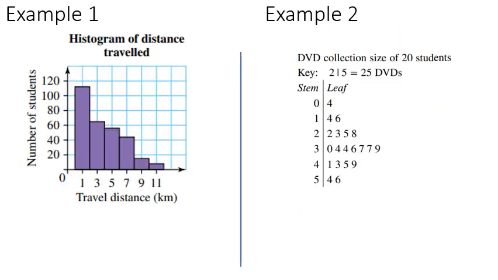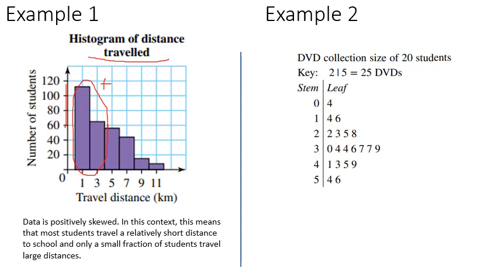So now we'll just have a look at the examples we discussed previously. Here we have a histogram that shows the distance travelled by primary school students to get to school. Most of our data here is very close to the vertical axis. Therefore, our data is positively skewed. What that means in this context is that students travel a relatively short distance to school, and only a small fraction of students travel really long distances.